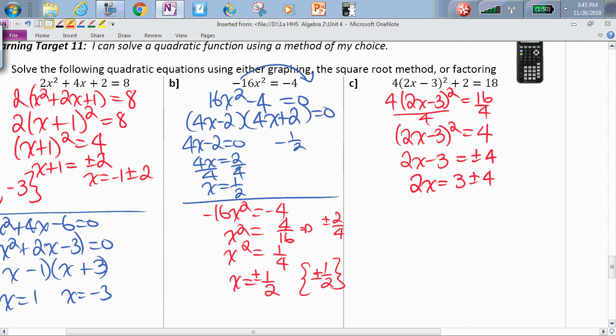So let's take care of this. Well, actually, let's divide both sides by 2. It's a bit messier. 3 plus or minus 4 over 2. So then I'll do 3 plus 4, so that'll be 7 over 2. So that's one answer. 3 minus 4 is negative 1 over 2, and that's my two solutions.